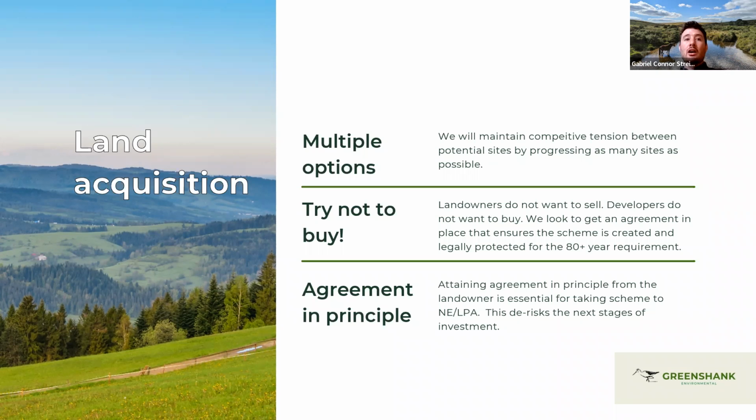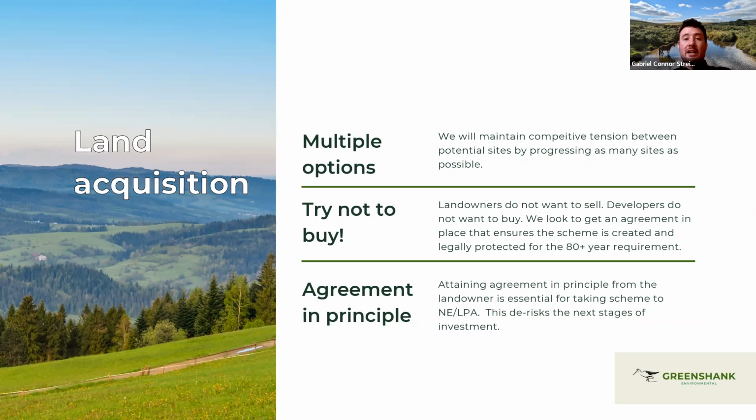So we're operating a "try not to buy" principle, where we get agreement to deploy the scheme. We have legal agreements in place that covenant the landowners to have the scheme in place for the 80+ year period, but the landowner doesn't actually sell the land. We've had some really good feedback from landowners and developers on that approach. And of course, the landowner would be remunerated for giving up that land without having to sell either the freehold or a leasehold on the land.